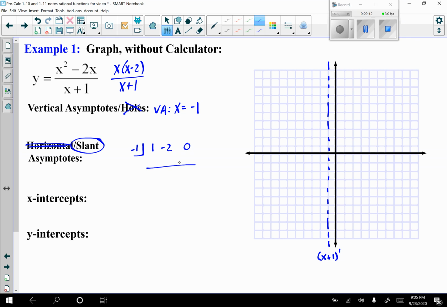All right, so hopefully you found the slant asymptote. Let's see, 1, negative 3. That's all we really need. Make sure you have a remainder. Check. Get rid of it.